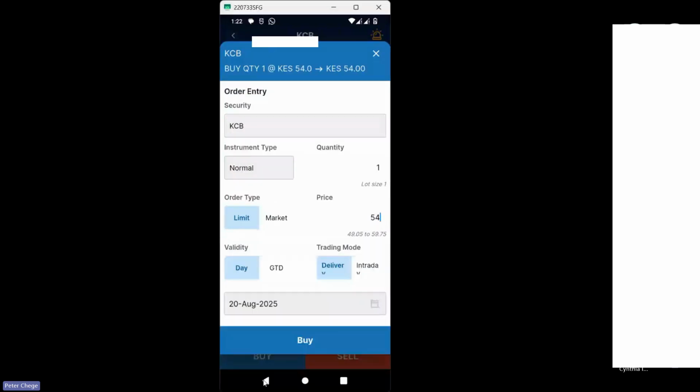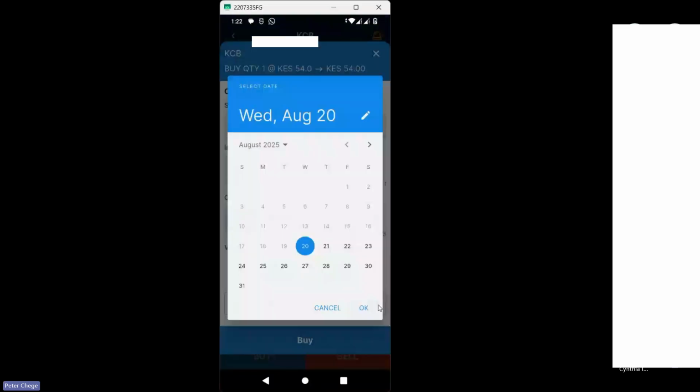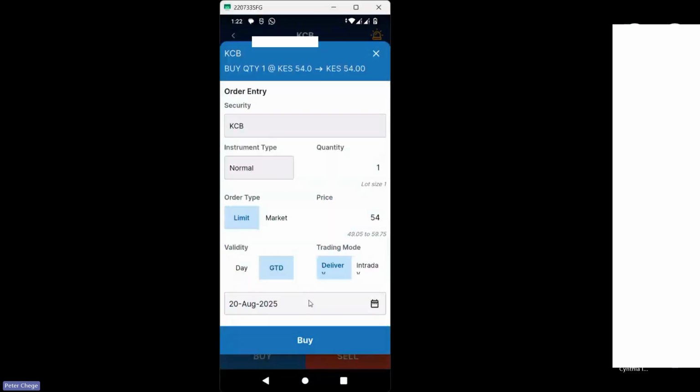Then validity is the number of days you want your order to last. It could be a day order, which is only valid for that day shown there. GTD, as I explained, is valid up to the number of days you put. If the order has not executed, it will stay in the market for those days. Either you come and cancel or amend, or the system cancels if the order is outside the price range, or it executes in between. I will leave it as a day.